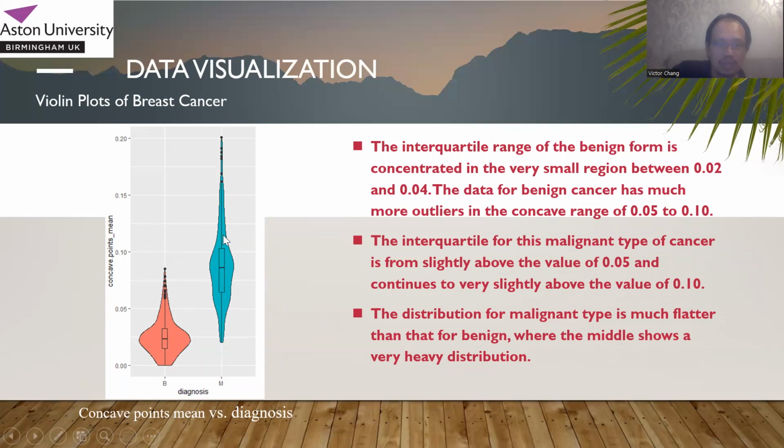So as you can see, although most of the median values are here, it goes very extensively, and there are a lot of outliers. The distribution for the malignant type is much flatter than the benign, whereas the benign middle shows a very heavy distribution. As you can see, the malignant is more well distributed.